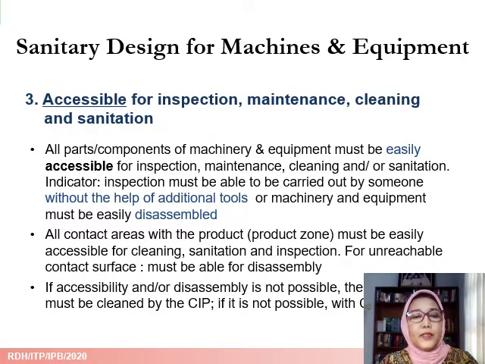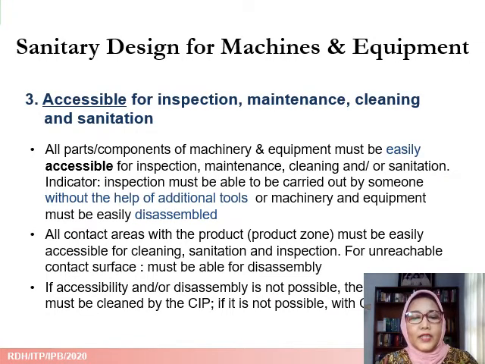The third principle requires that machines and equipment in food industries are accessible for inspection, maintenance, cleaning, and sanitation. All parts of machines and equipment must be easily accessible for inspection, maintenance, cleaning, and/or sanitation. The indicator for this is that the inspection must be able to be carried out by someone without the help of additional tools or machinery, and equipment must be easily disassembled.